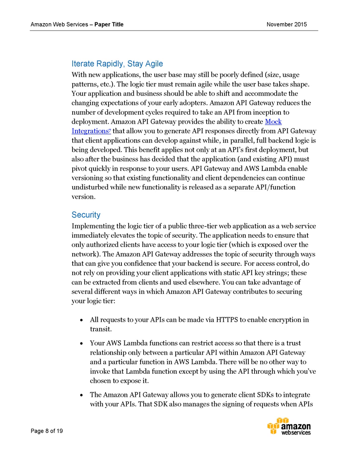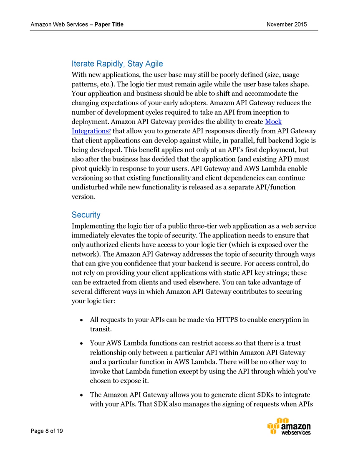Security. Implementing the logic tier of a public 3-tier web application as a web service immediately elevates the topic of security. The application needs to ensure that only authorized clients have access to your logic tier, which is exposed over the network. Amazon API Gateway addresses the topic of security through ways that can give you confidence that your backend is secure.